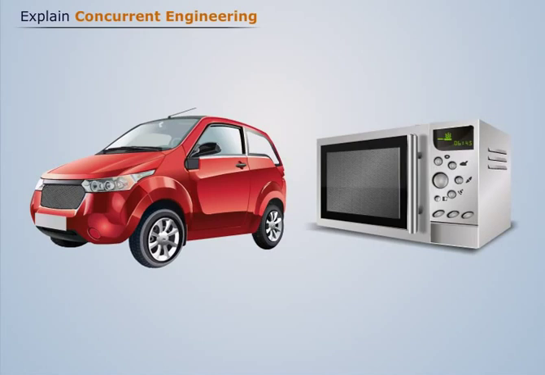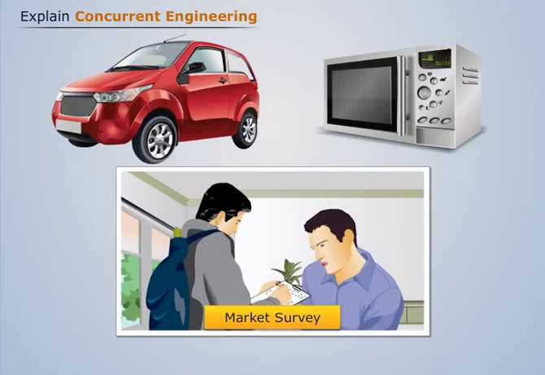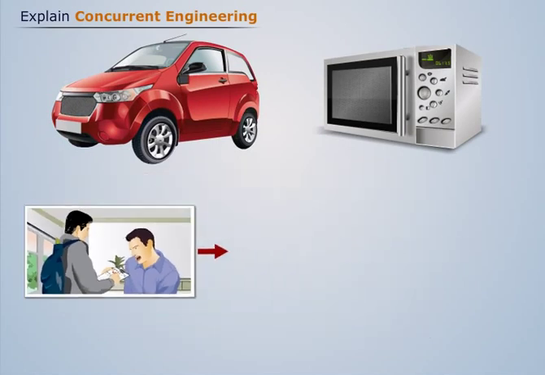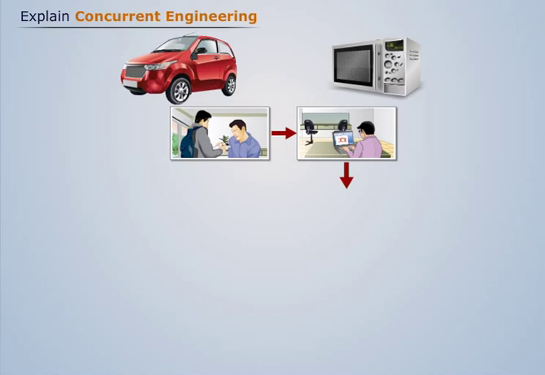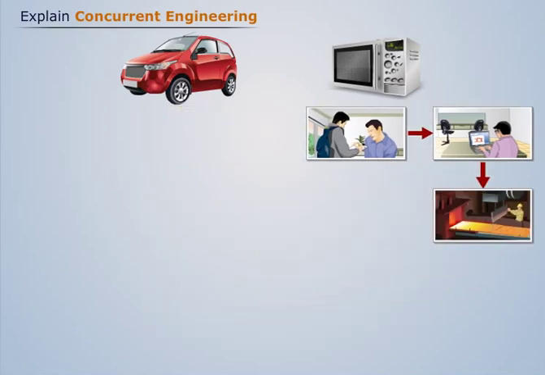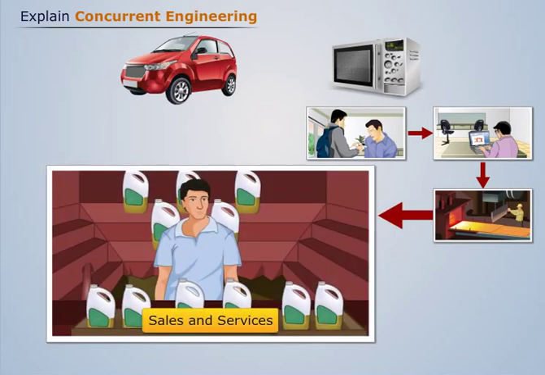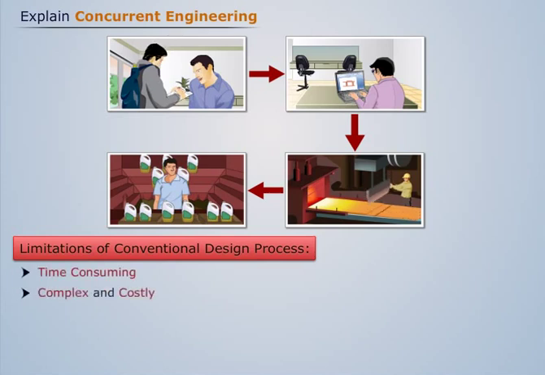We have studied that a conventional design follows some basic steps, which is recognizing the need through market surveys, sending the survey report to the design team, and then sending the product design to the manufacturing unit. The product is manufactured and then it is finally available for sale. This entire process is not only time-consuming, but also complex and costly.